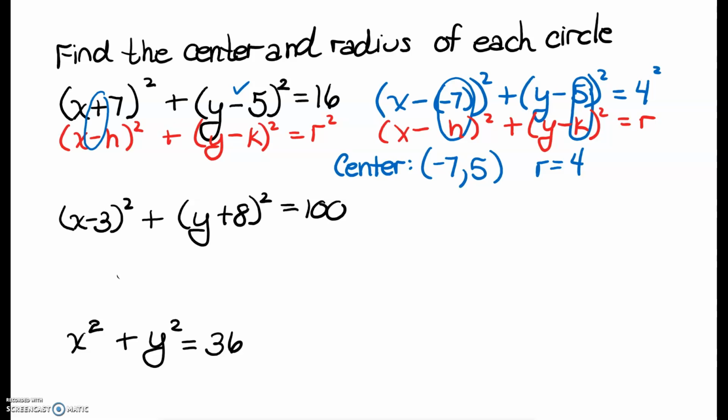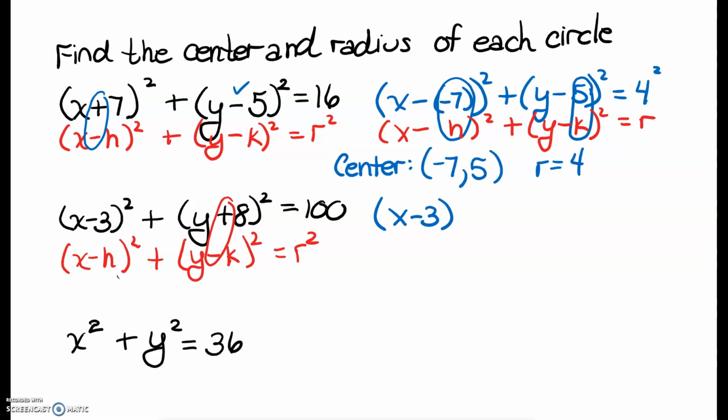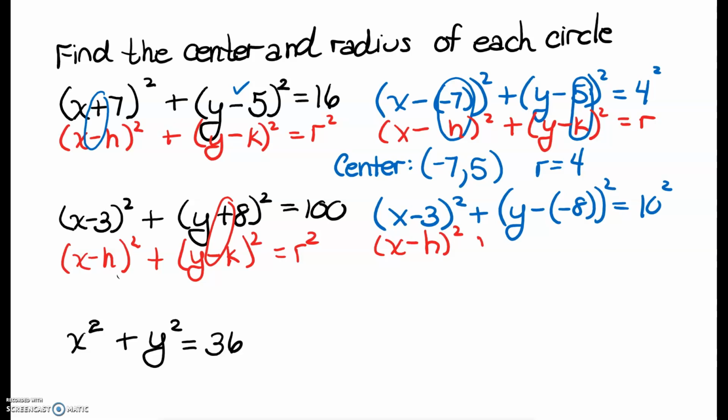Okay, let's do that again. This is x minus h squared. That matches up really nice. Plus y minus k squared. This does not match up. Equals r squared. So now I need to go ahead and rewrite that addition in terms of subtraction so I can find my k value. y minus a -8 squared. What squared is 100? Well, 10 squared. Okay, so let's go ahead and compare that to our standard form so we can find our h and k values.